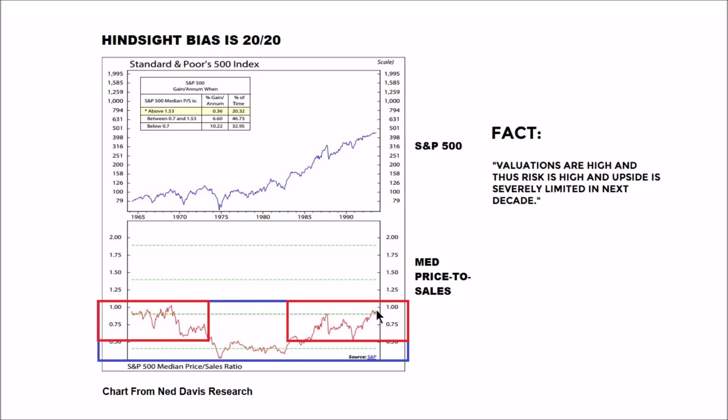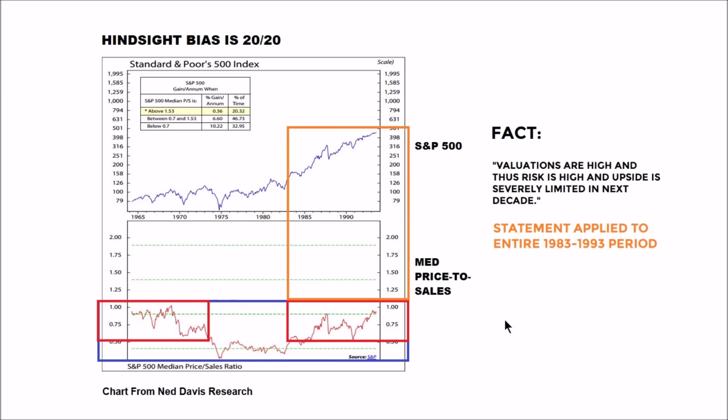This point here and this point here are as high as any point that we can see on this graph. And thus, this statement right here could have been made at any point between 1983 and 1993, based on what we know at this point. We can't predict the future here, we can just look backwards. At this point here, valuations are high, and thus risk is high, and upside is severely limited. That would be a logical statement based on the facts in hand.